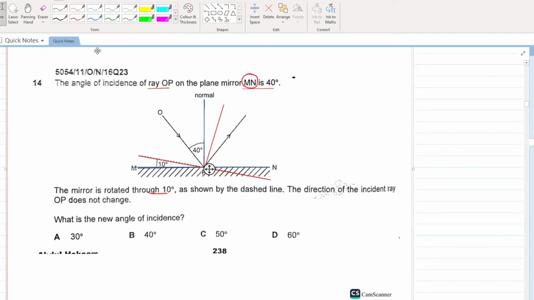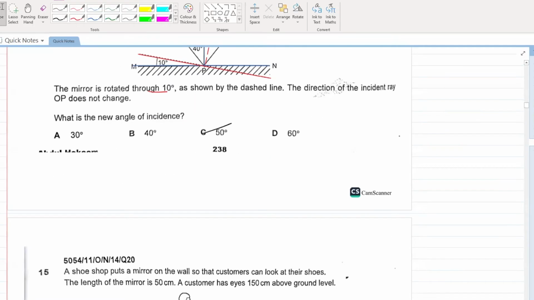So now what will be your angle of incidence? Now this is your normal. What will be your angle of incidence? This angle, that is 50 degrees. How do I know that? Because if your mirror is rotating by 10 degrees, your normal will rotate by 10 degrees as well. So already the angle of incidence was 40, add another 10, this becomes an overall 50. C is your answer. Let's further move ahead.